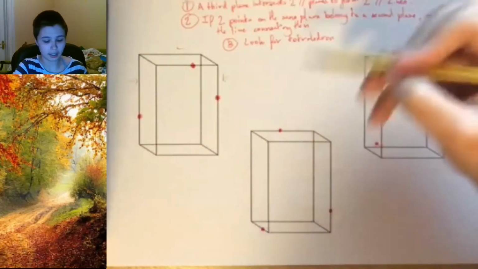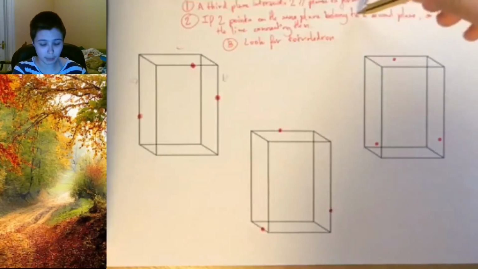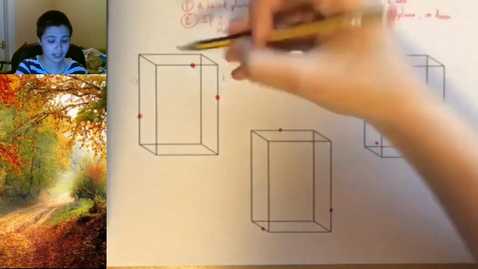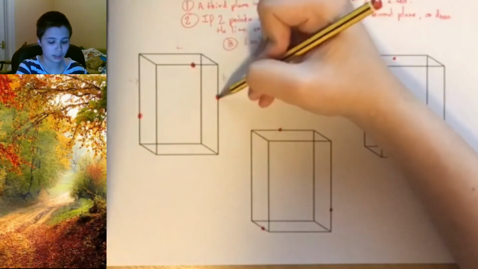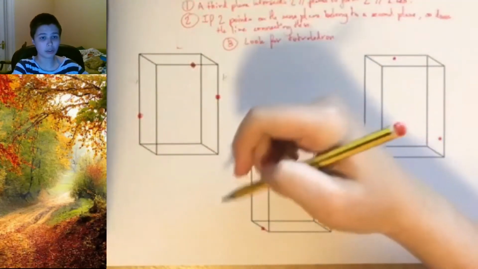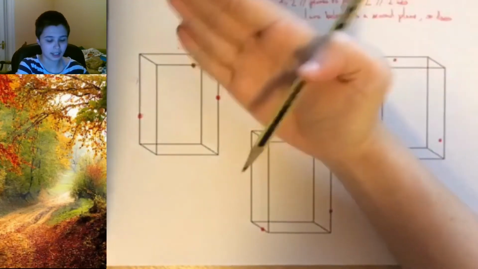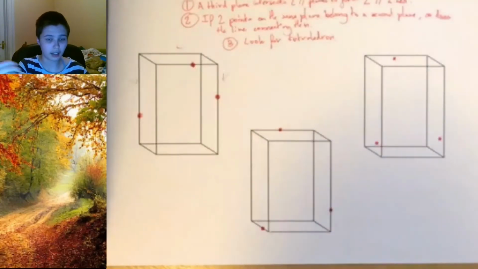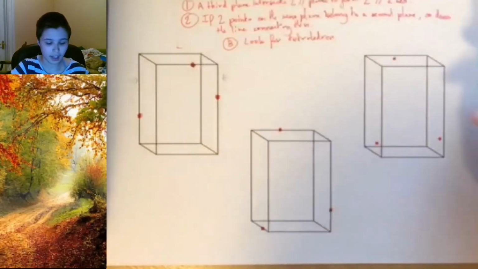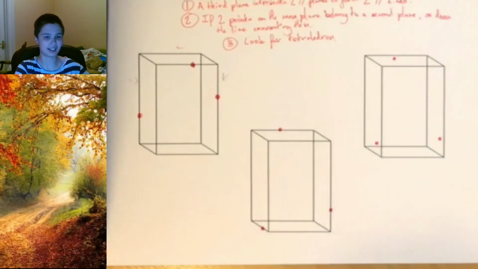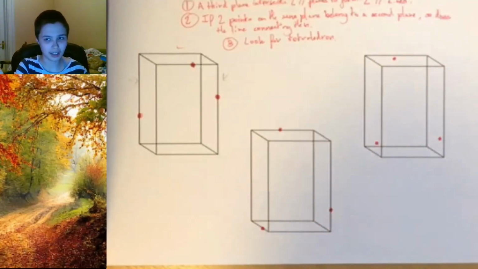And then rule number two: if two points in the same plane belong to a second plane as well, so does the line connecting them. So if this point and this point lie on the same plane, and they also belong to a plane that's cutting this plane at a certain angle, then so does the line connecting them. And then the third point is look for the tetrahedron, and I'm going to explain what that is all about, and that's basically the thing that will help you draw any cross section that you like.